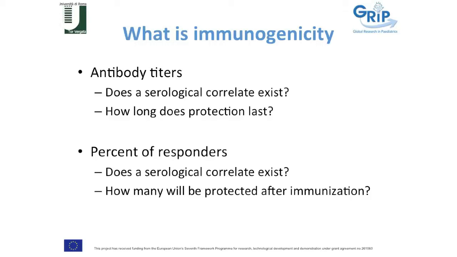immunogenicity results. Another way of representing immunogenicity is how many individuals, when immunized, reach a certain threshold in antibody titers. Again, this is useful when we know, for example, the protective threshold of antibody concentrations. For example, we know it for diphtheria or for tetanus. It's much less useful when we don't know the correlate of protection.